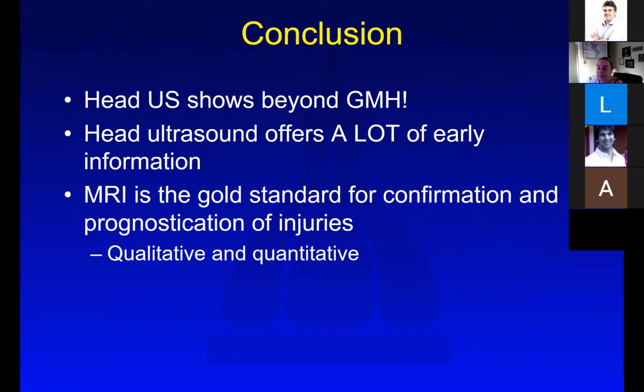I'm a big fan of head ultrasound, not to exclude the value of MRI, but head ultrasound can show much more than a simple germinal matrix hemorrhage. And it is really good to get insight early on and prepare and counsel the families, because babies may not have dramatic neurological presentations despite devastating brain injuries. We use MR as our gold standard because it provides us qualitative and quantitative information.